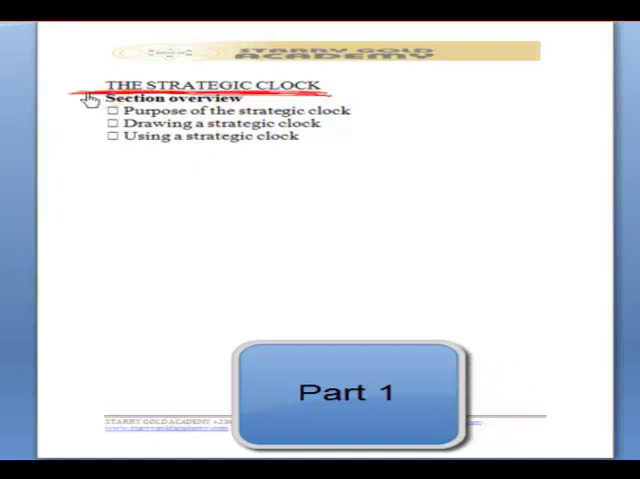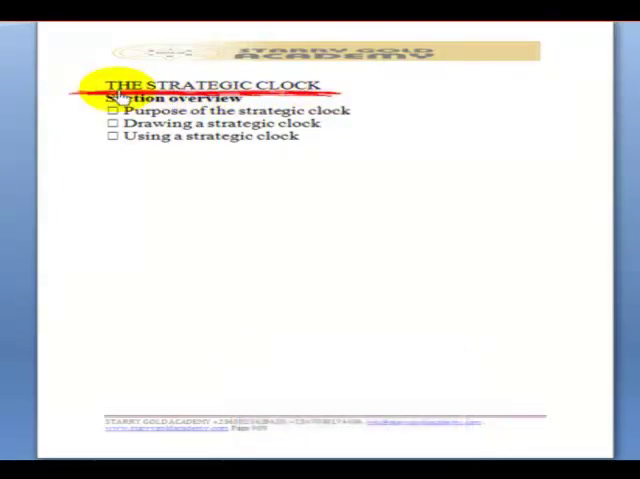So like I said, we are going to look at the concept of strategic clock. And I equally say that strategic clock is one of the terms commonly used in strategic management. So for us to really understand what strategic clock is all about, we are going to look at the purpose of strategic clock. We'll look at drawing a strategic clock, then how to use a strategic clock.